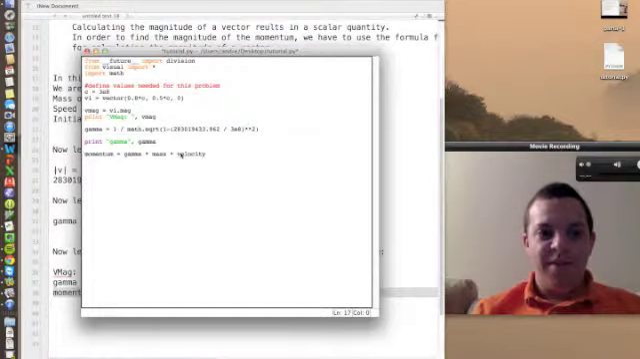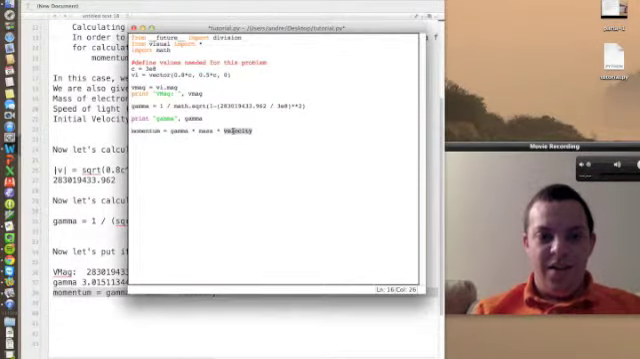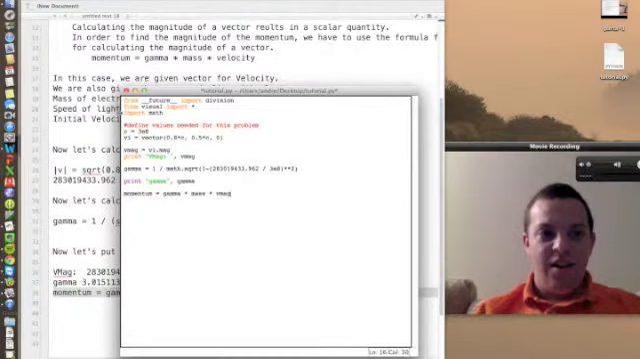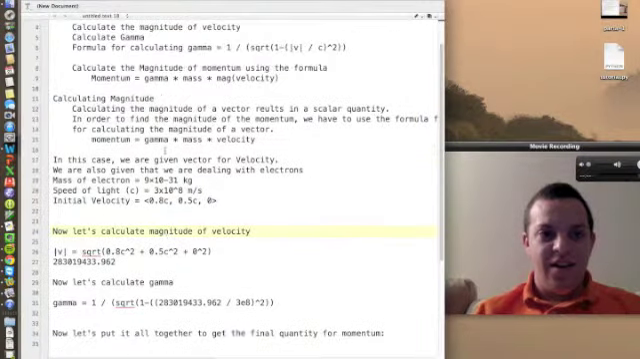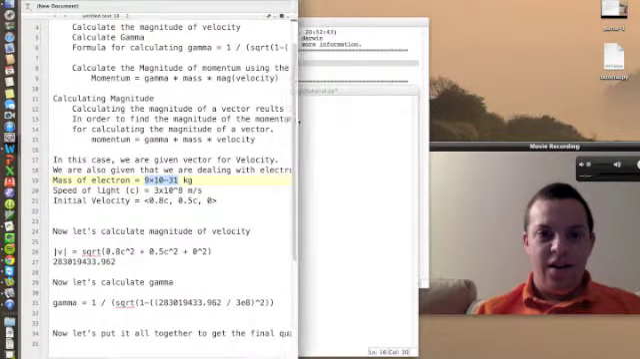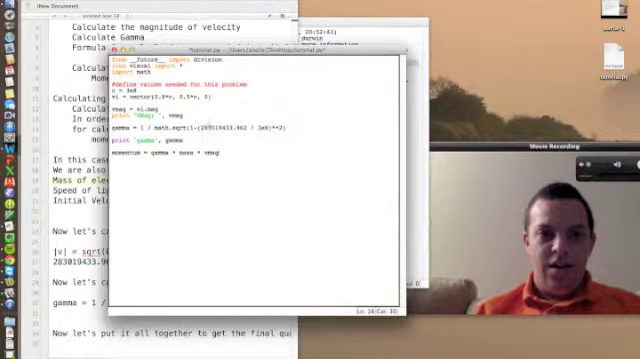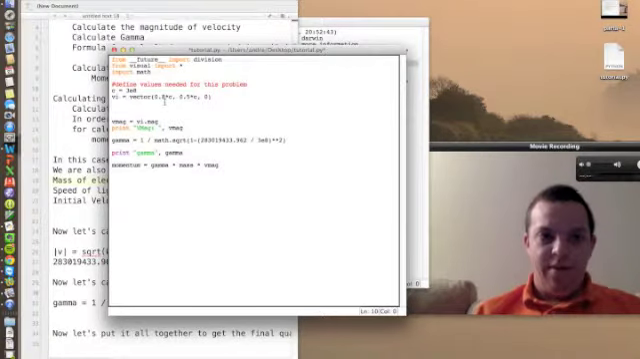Momentum is gamma times mass times velocity. We have gamma here, and we need to put in the mass of the electron. So if we recall from earlier, the mass of an electron is 9 times 10 to the negative 31. So there'll be 9e to the negative 31 for VPython. I'm going to put it right up here.